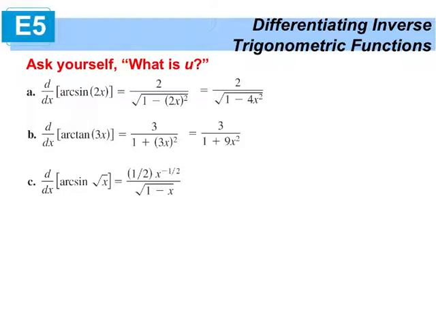It gets a little uglier. Still follows the same format we used up here. Here's u, the square root of x. This stuff on top is all u prime. The bottom is still the square root of 1 minus u squared. Since u is the square root of x, when you square it, you get x.